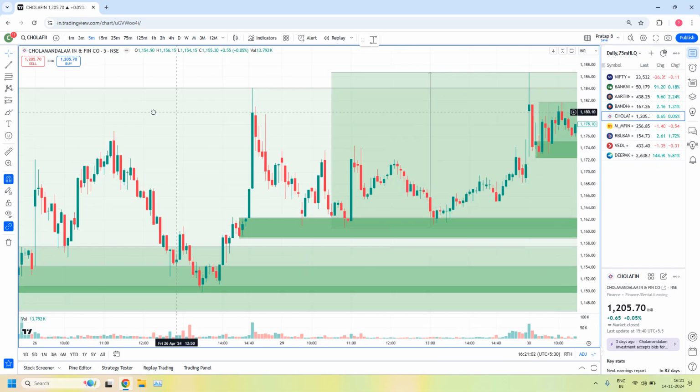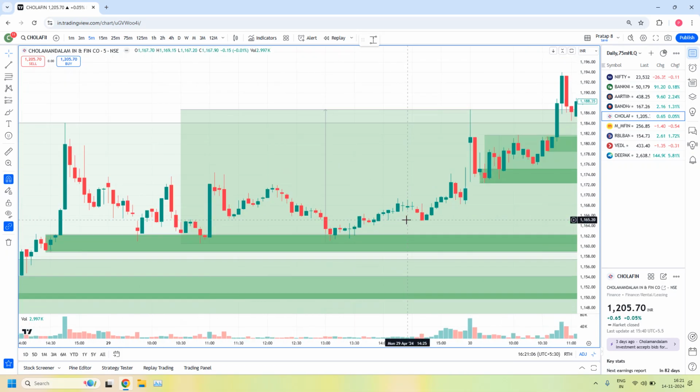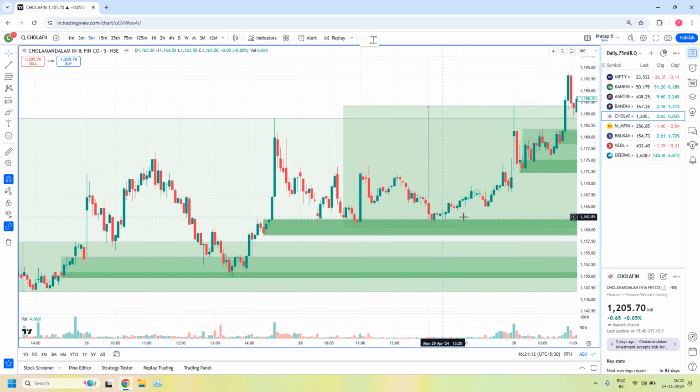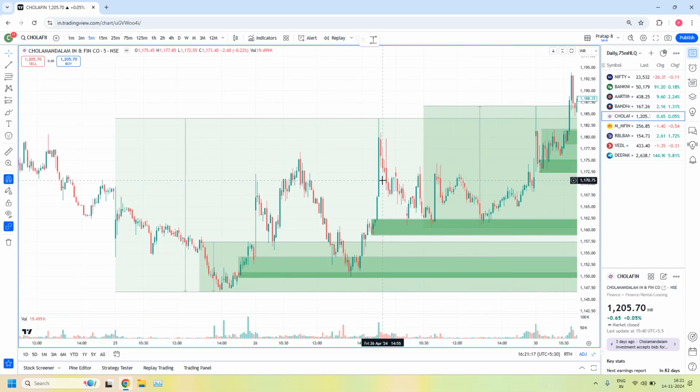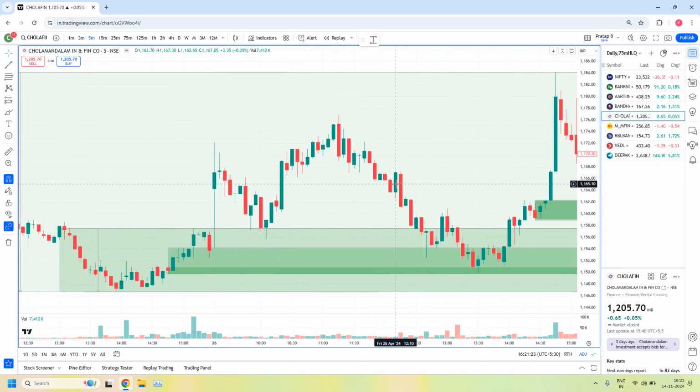Because it is a high liquidity zone, it has already been tested the first time, the second time, and the third time. Again here it also tested. So multiple times, around 4 or 5 times, the zone has been tested. Okay, this is the next order flow, and there is one more order flow here also.